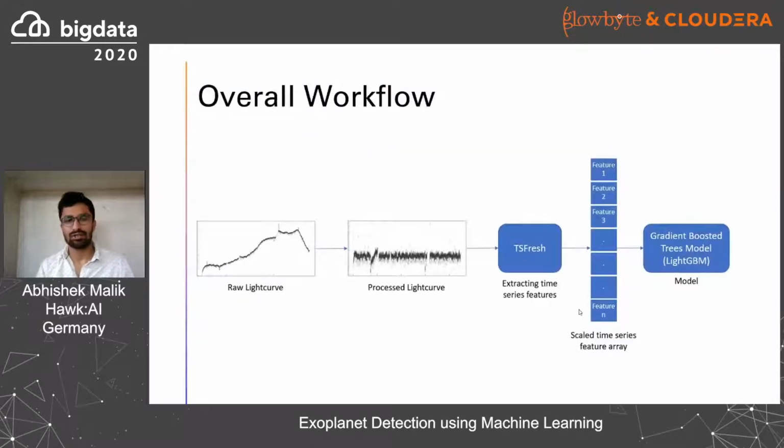To give you an overall picture of the workflow: we start by looking at a star, and we have a raw light curve like this. We then process the curve, and the clean curve looks like this. It's a flat, very nice looking curve, but we still cannot use this curve directly. Then we extract time series features from it, and that feature array is then scaled. Finally, we use the scaled feature array to train a classical machine learning model, something like gradient boosting trees. Something using a tool called XGBoost will also work.